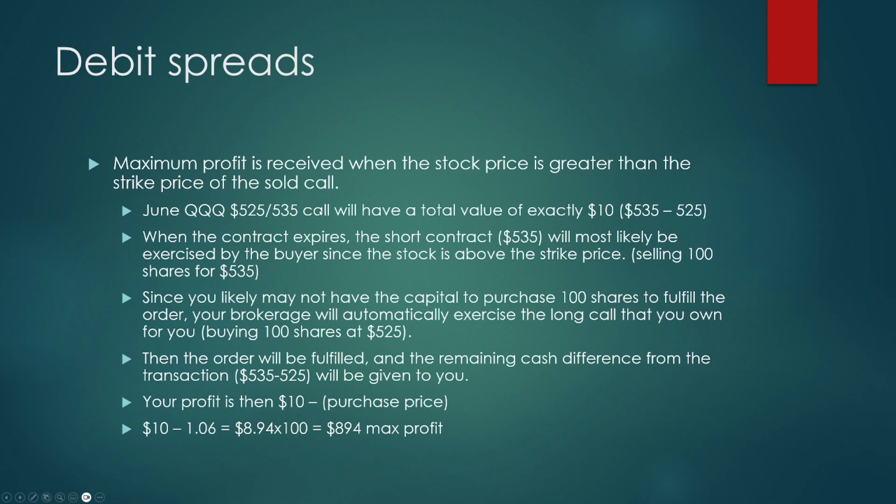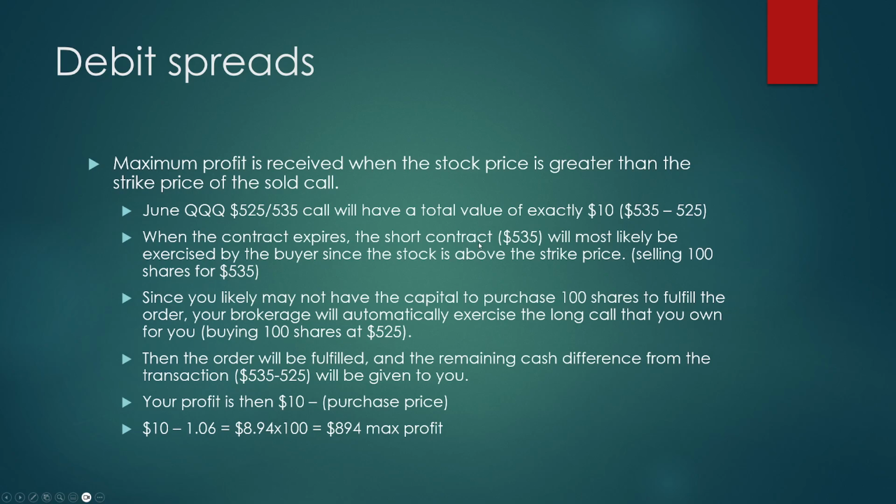The maximum profit is received when the stock price is greater than the strike price of the sold call. And like I was saying, it'll be the spread of the 535 contract and 525. You're selling the 535 and receiving the premium for that, and then you're also purchasing the 525.